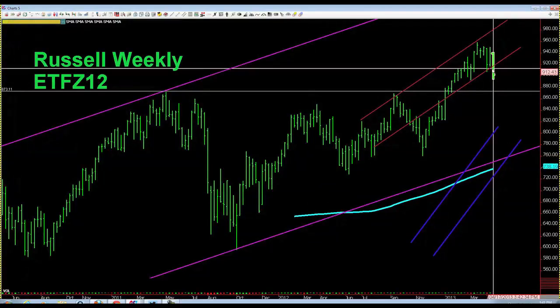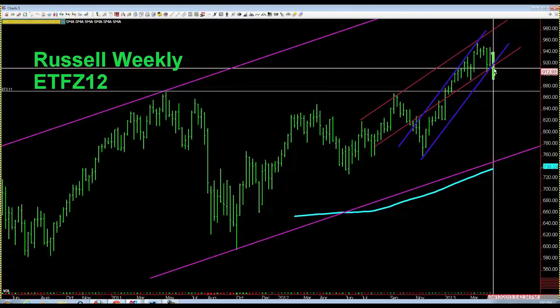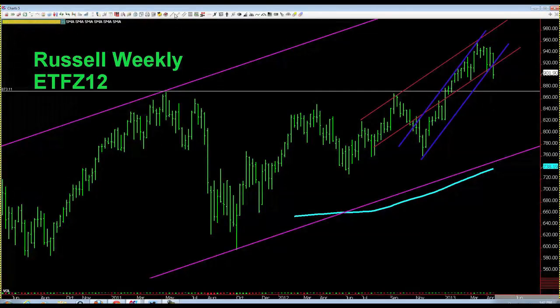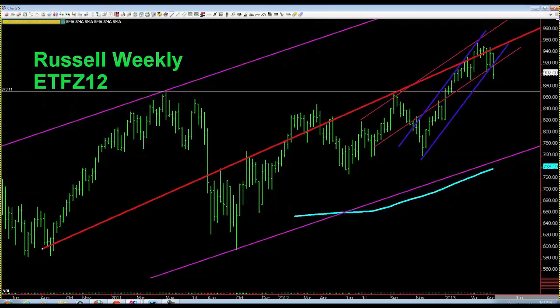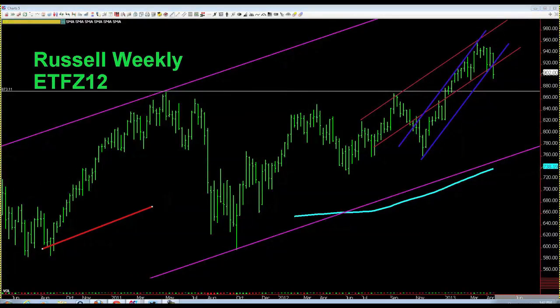Well, since then, we breached that channel on the weekly. And then we said, well, maybe then we got this channel, it'll hold, and it broke that one as well. So even though we are inside of a big bull market, maybe we're going to get some sort of a pullback. So we need to be cautious here.